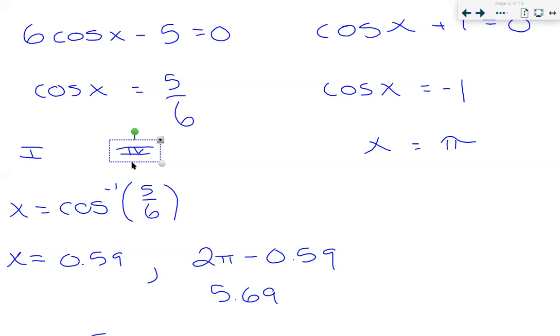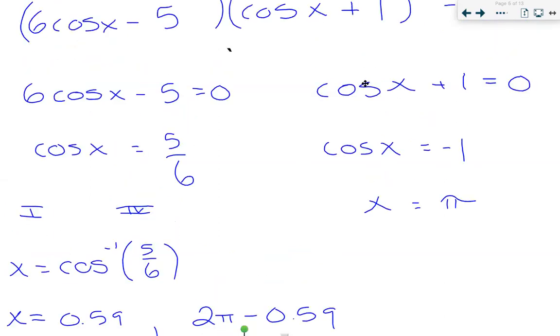Now I need to find my fourth quadrant angle. So I'm going to use 0.59 as my reference angle, and I'm going to subtract it from a full rotation, which is 2 pi radians. So 2 pi minus 0.59 radians produces 5.69 radians. So I have a first quadrant angle here, a fourth quadrant angle here.